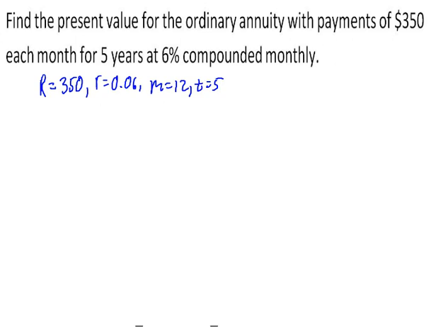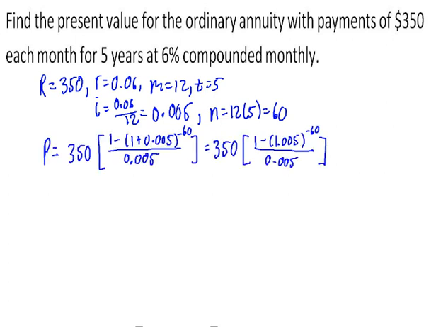So in this case, our capital R, our payment value, is $350, our interest rate r is 0.06, m is equal to 12 because it's compounded monthly, so 12 times a year, and t is equal to 5 because it's for 5 years. So the interest rate per period is 0.06 divided by 12, so it's 0.005, and the total number of payments a person is going to have to make will be 12 times 5, which is 60.